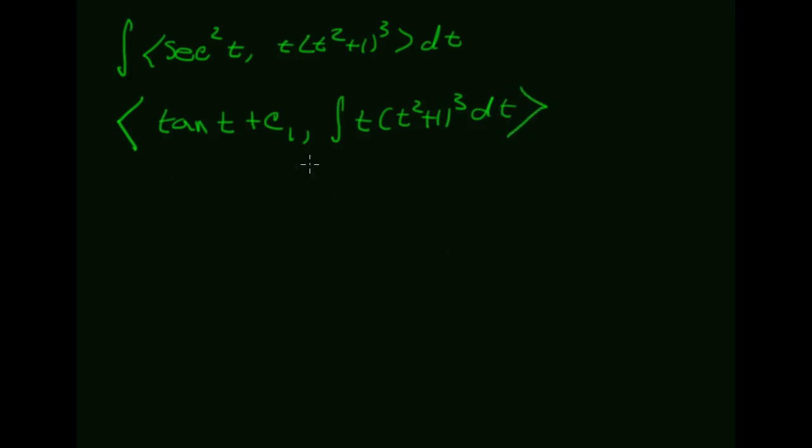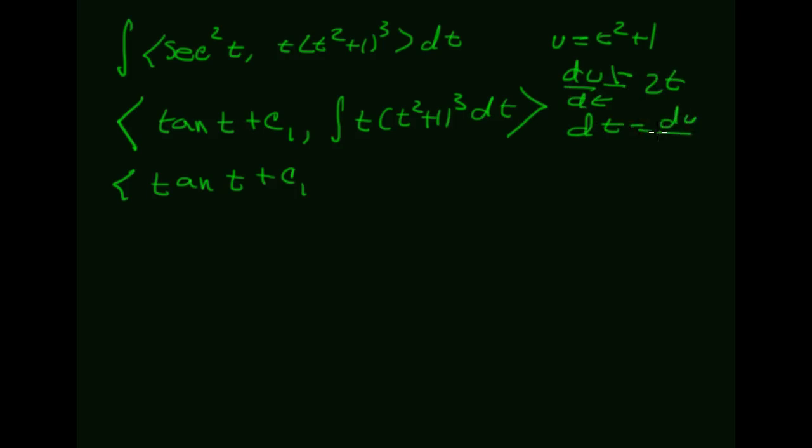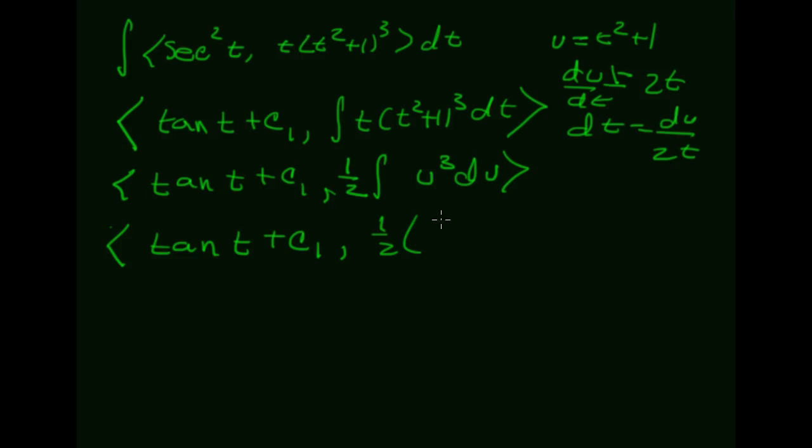because the integral of the components is the component of the integrals. Okay, so I'm going to leave the first part alone here for a moment, and I'm going to note that this is a u substitution problem. So I let u equal t squared plus 1, du dt comes out as 2t, which means dt is du over 2t. So I can rewrite this as 1/2 times the integral of u to the 3rd du, because the t's are going to cancel out. And you can check that if you'd like. So this is going to be tangent of t plus c1, comma, 1/2 times, let's see, that's going to become 1/8 now, right? u to the 4th plus some other constant.